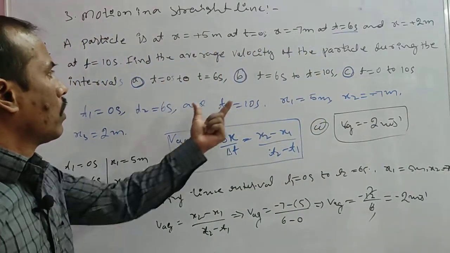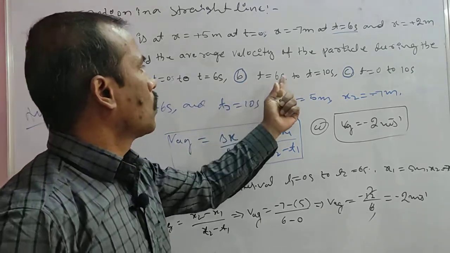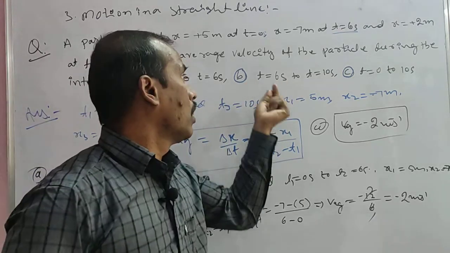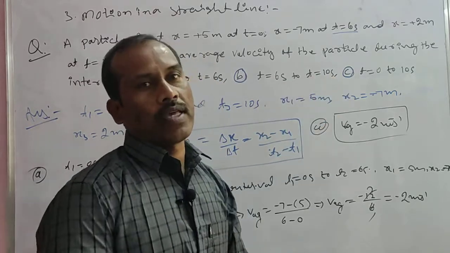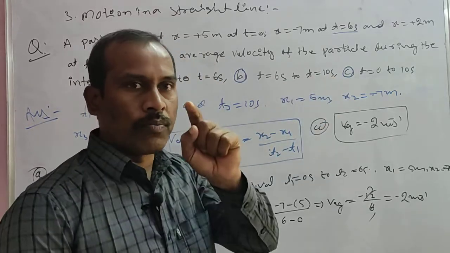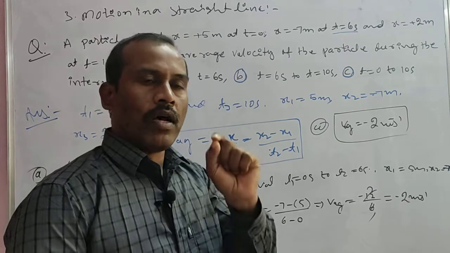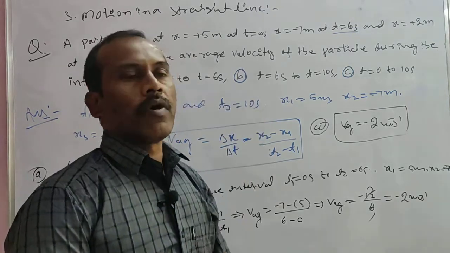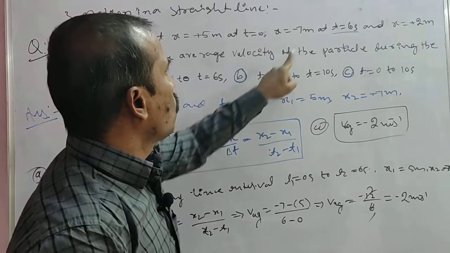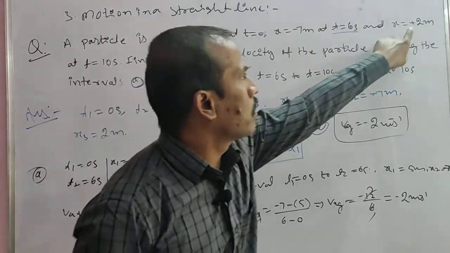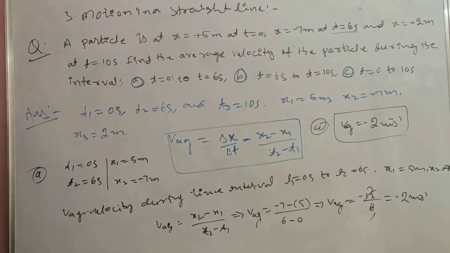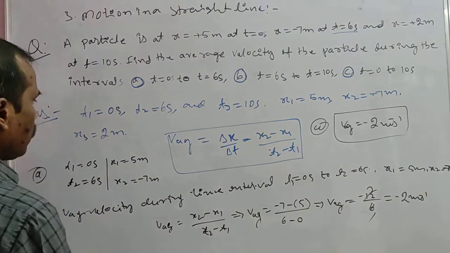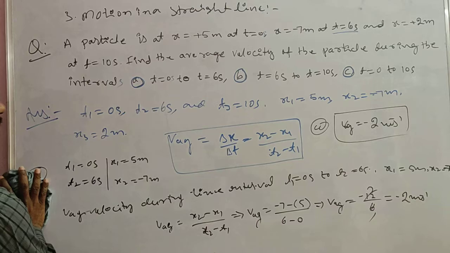Next, the second condition: t2 = 6 seconds and t3 = 10 seconds. The position of the particle, or displacement, is x2 for the first and x3 for the second. First of all, note this down.